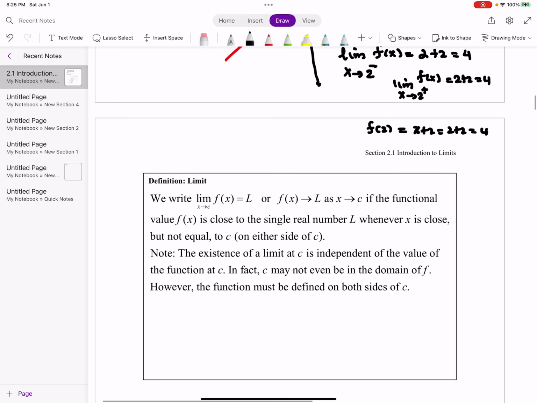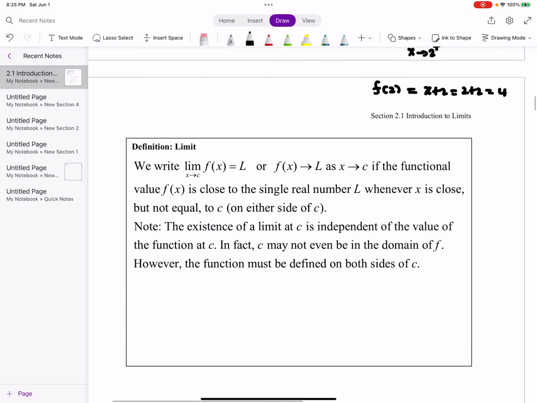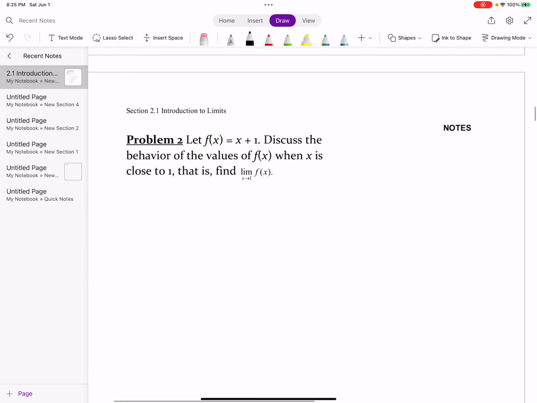Now, there is a formal definition of limit. The definition states that we write the limit as x approaches c of f of x is equal to L, or f of x approaches L as x approaches c, if the functional value of f of x is close to the single real number L whenever x is close, but not equal to c. This is an important definition of limit. So the limit value is different from the function values.